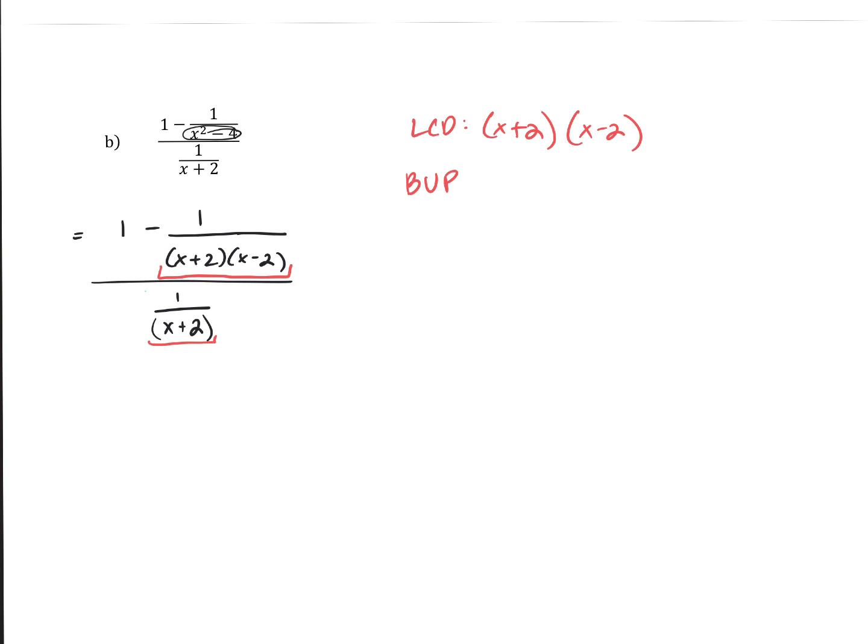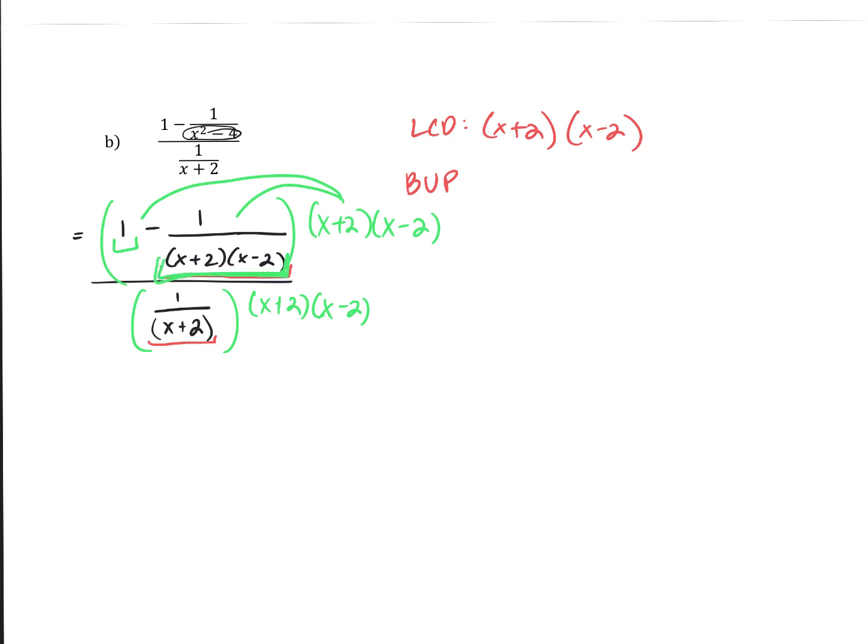So with the building up property, I'll multiply the bottom by x plus 2 times x minus 2, and then also multiply the whole top by x plus 2 times x minus 2. And remember, when I do that, this has to distribute to both of the terms. There are 2 terms in the top. Got to be careful.